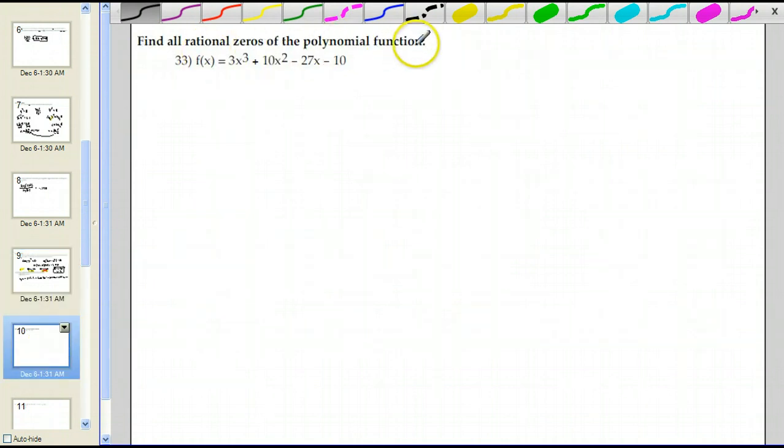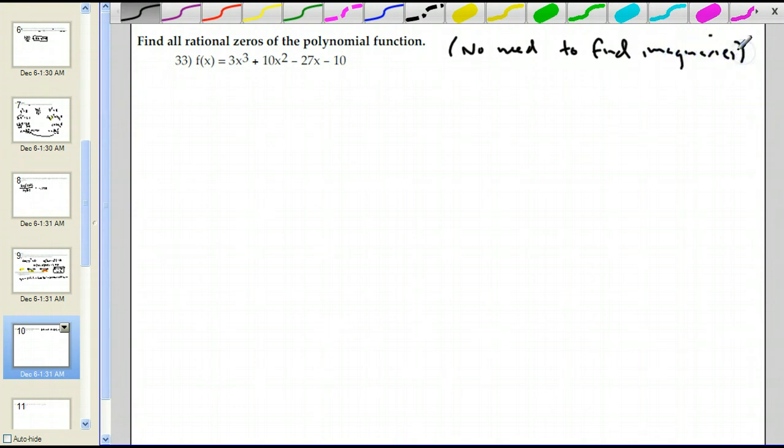Alright, find all the rational zeros of this polynomial function. Rational zeros are those that can be written as a fraction. So when you see rational zeros, we don't need to find imaginaries. If there were an imaginary zero, we don't have to find that. Now, when you do the rational zeros, remember the possible rational zeros come from the factors of this number divided by the factors of the leading coefficient.